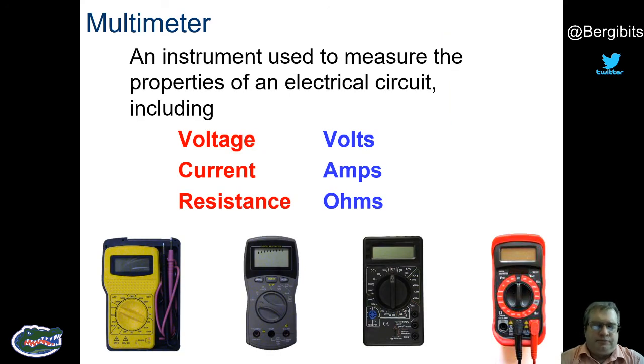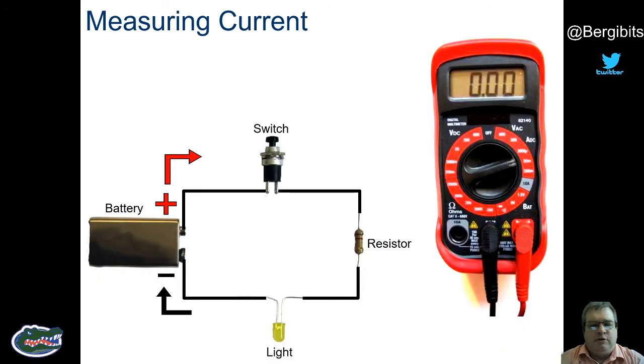All right, multimeter, different types. They're all pretty expensive. Voltage is volts, current is amps, and resistance is ohms. Just got to remember, current is measured in amps. That's the most difficult for some reason to remember.